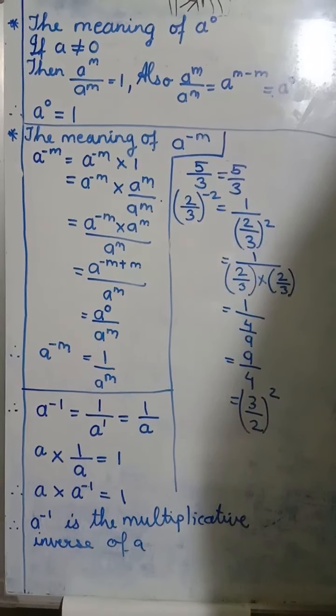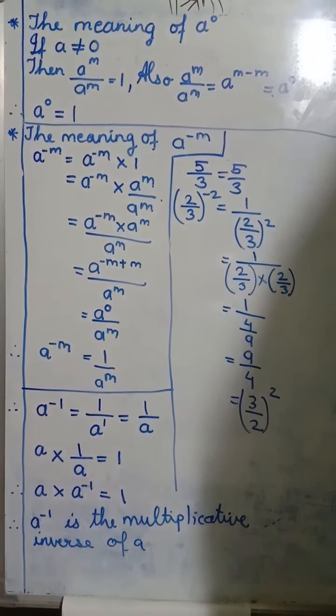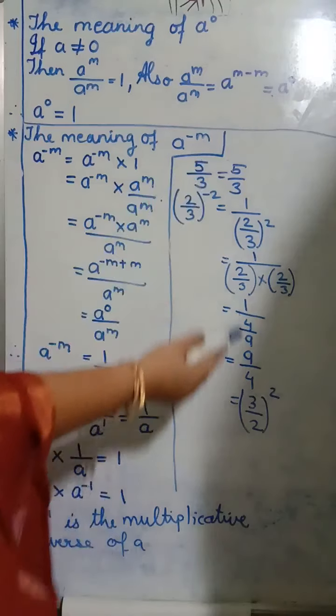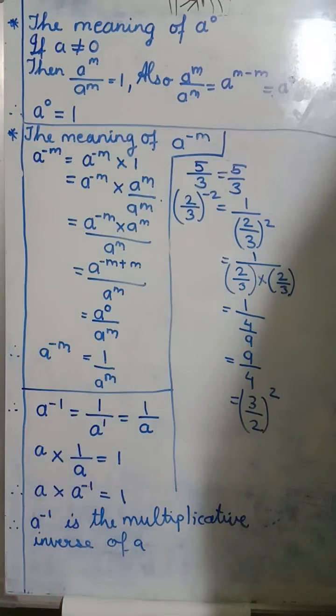Now after writing the notes of division of indices, you have to write these notes. First you will write the meaning of a raised to 0, then you will write the meaning of a raised to negative m, then you will write this multiplicative inverse part, and then you are going to write this particular part. Okay.